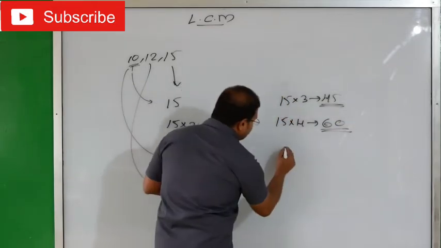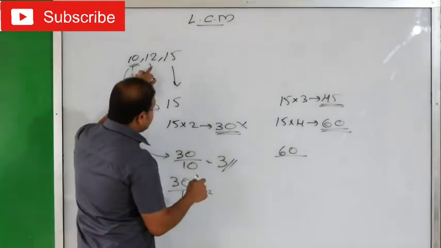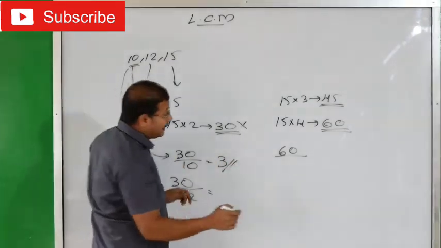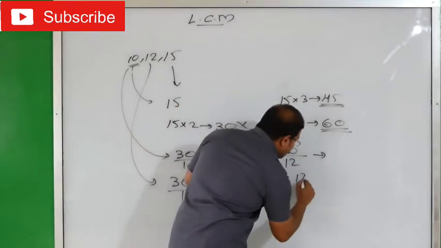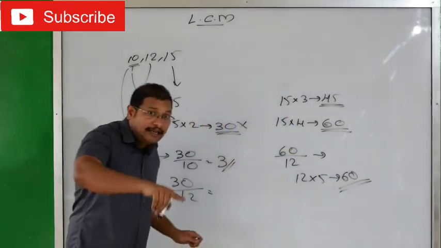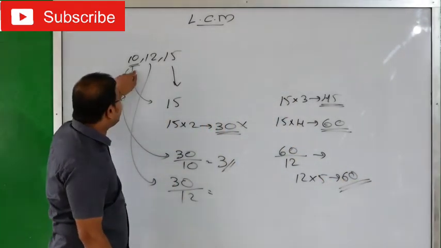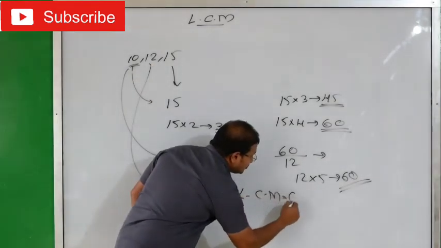Ready? Now we'll try 60. Can you divide by 10? Yes. Now 60 we'll try by 12. Yes, we can do it, isn't it? Because 12 into 5 is 60. That means the number 60 you can divide by 10 and 12. That means your LCM is 60.